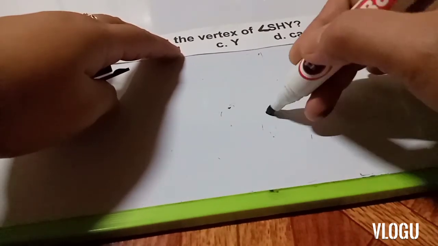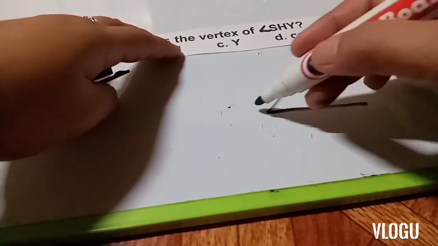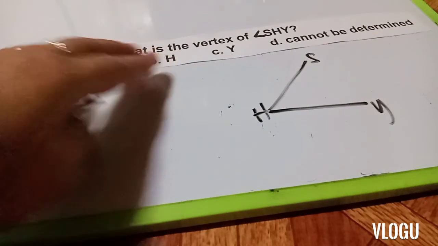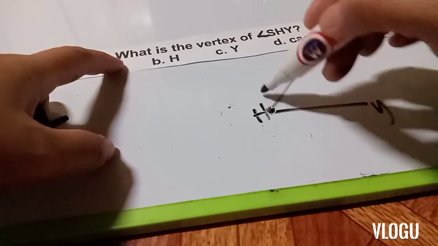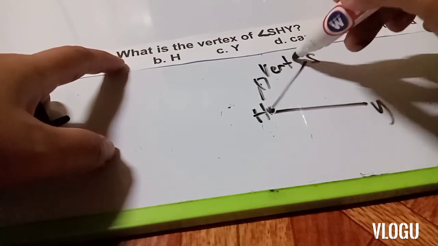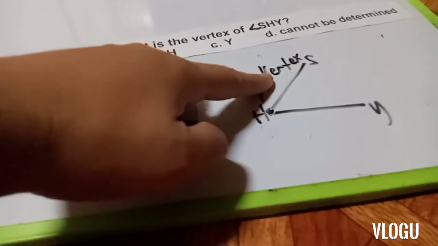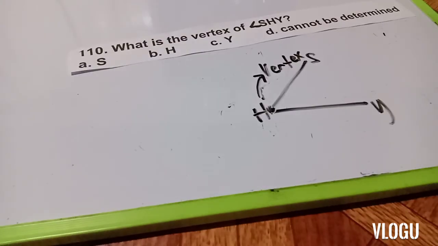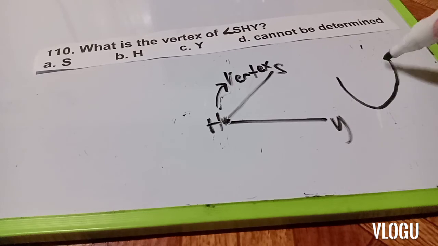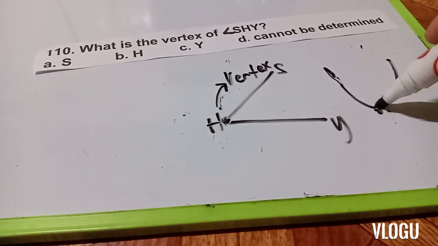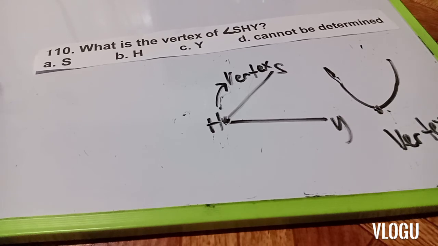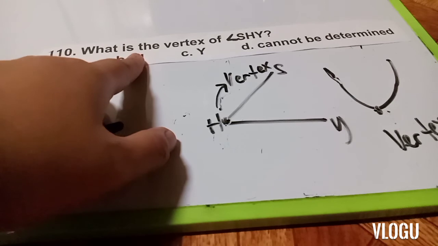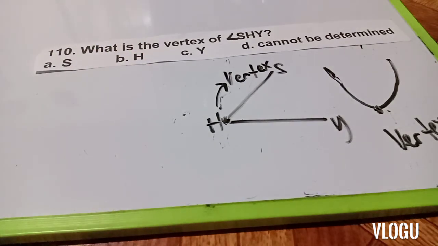What is the vertex of angle SHY? So we will draw the angle. This is S, H, and then Y. And we are looking for the vertex. So our vertex is here. This is what you call the vertex. Take note, vertex is not only used in the angle. It can also be used in the parabola. In the angle, the answer is letter H. Our vertex is letter H.